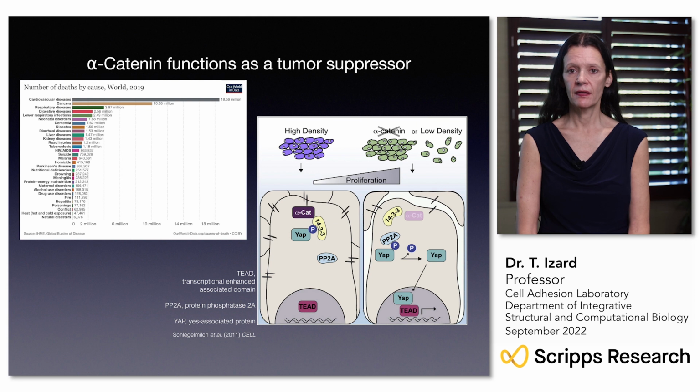So again, loss of alpha-catenin results in YAP1 dephosphorylation and activated YAP1 translocates then into the nucleus, where it binds TEAD, which activates hyperproliferation genes. So you have a massive overgrowth phenotype when alpha-catenin is lost in the skin, as well as in the developing brain.